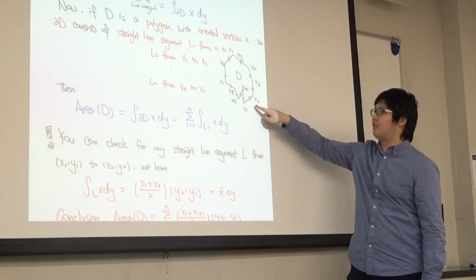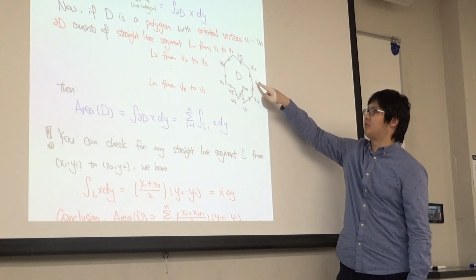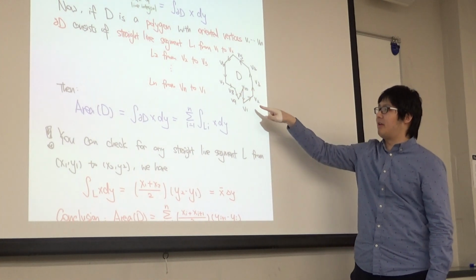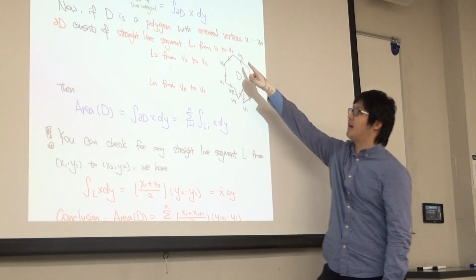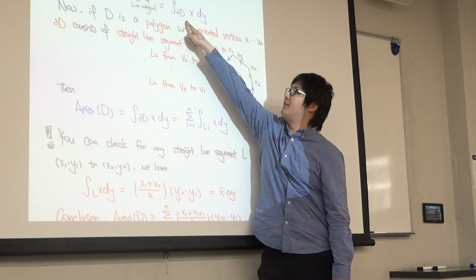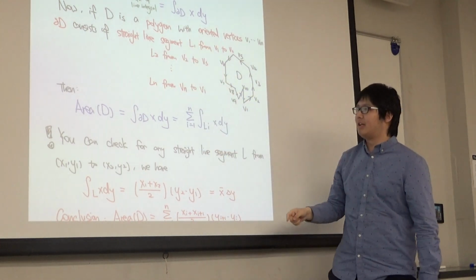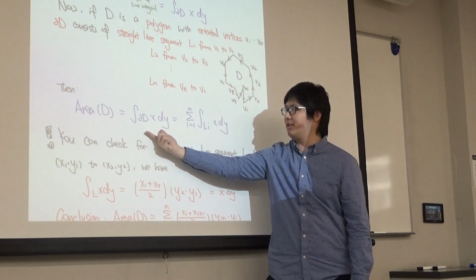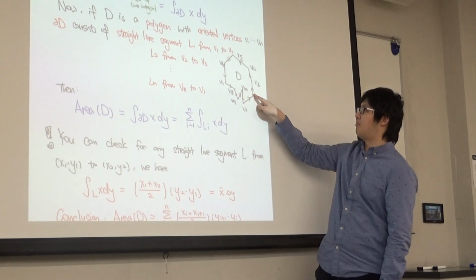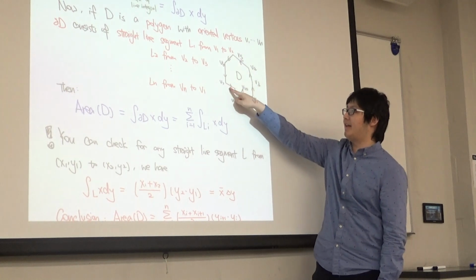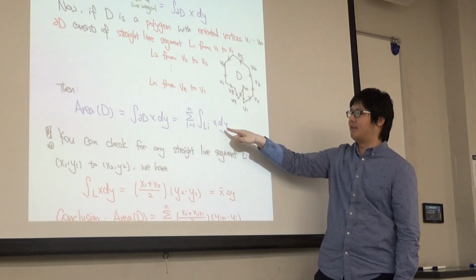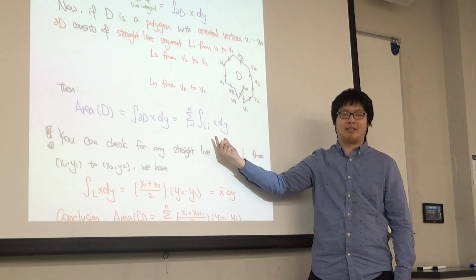Okay, so let's call these edges L1, L2, L3, and so on. And then we know from above that the area of D is just the integral of x along this boundary. So the area of D is the integral of this, and that's equal to, since this curve is composed of these n line segments, the sum of the integrals along these n segments.